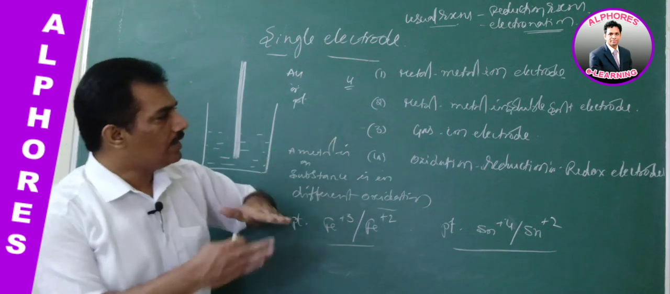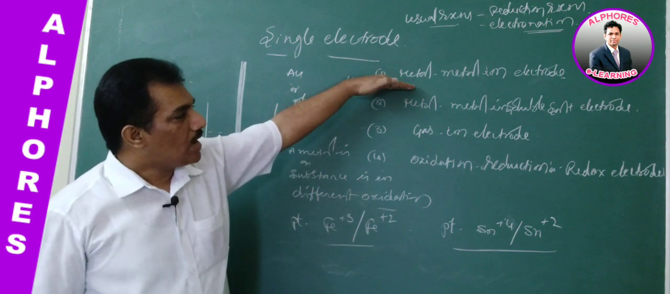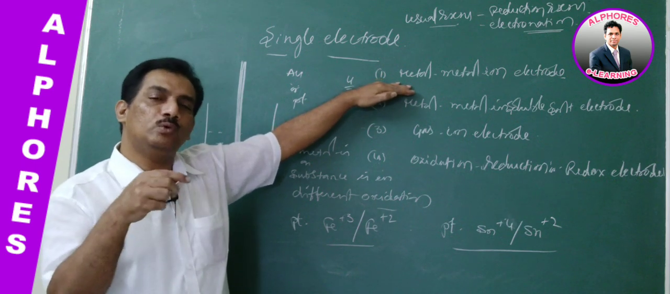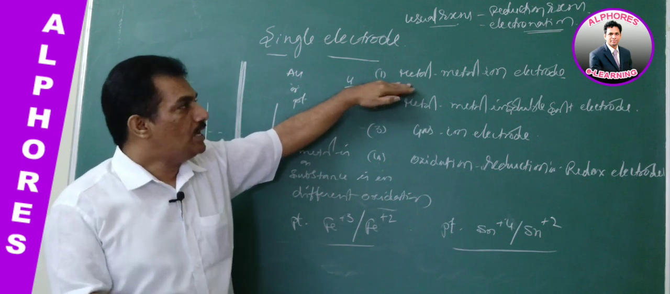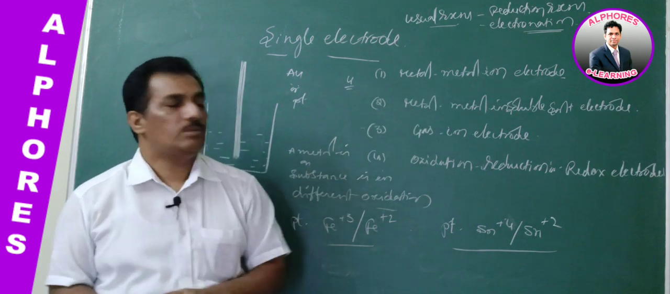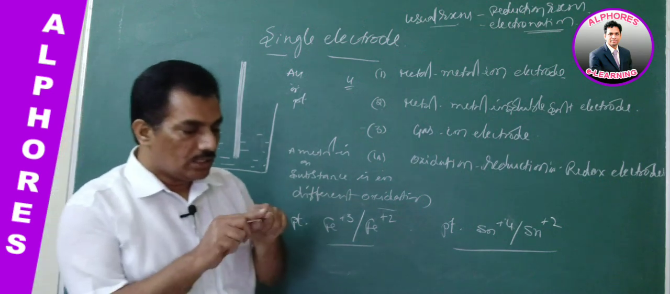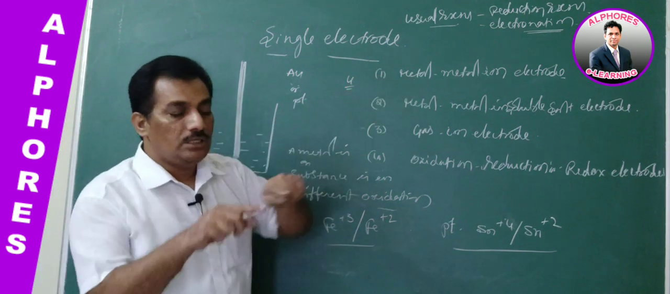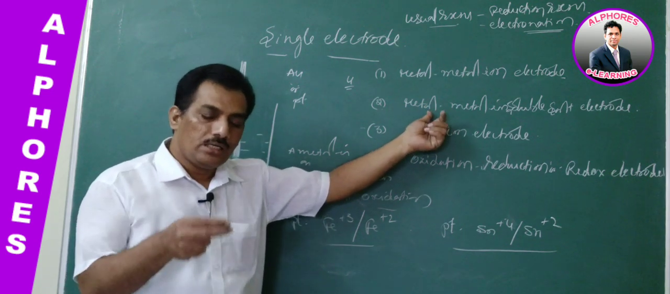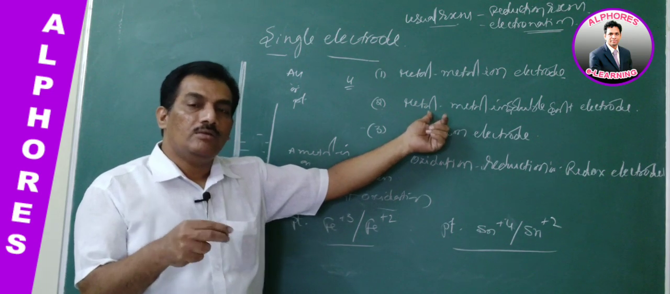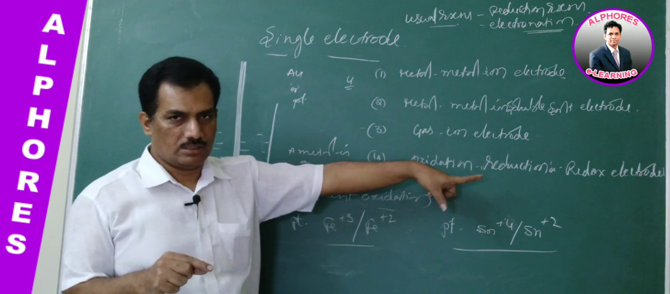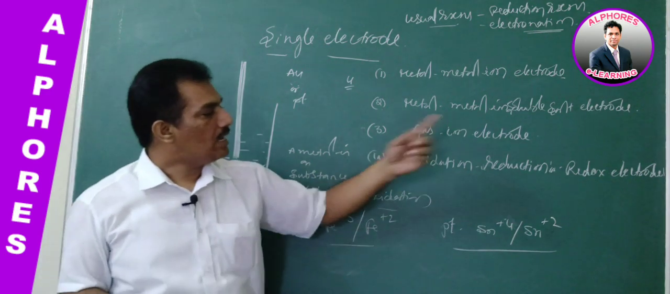Again, in a simple way, I am repeating. Metal ion electrode: a metal rod is dipped or immersed in its own salt solution, it can behave like this. And now metal insoluble salt. Here the metal rod, unlike that of this, is covered with a sparingly soluble salt of the same metal, and it is in contact with an electrolyte which is having a common ion with the sparingly soluble salt. Clear? And now gas ion electrode.